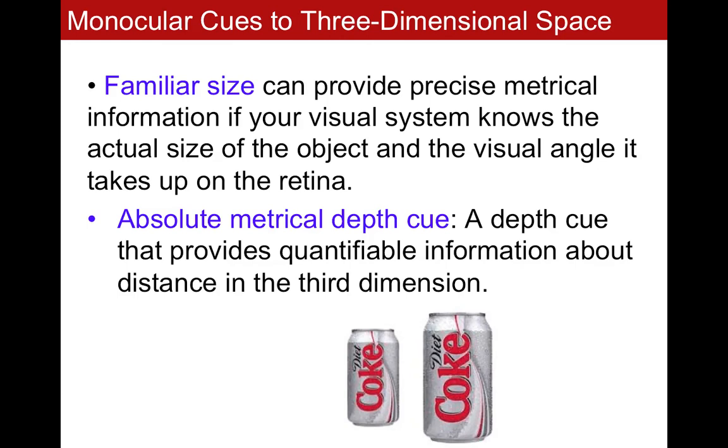Absolute metrical depth cues provide quantifiable information about distance, of course, in the third dimension. So, you know the size of a pop can, so which one's closer? You know there's not big and small ones, even though there really are minis now, but still.